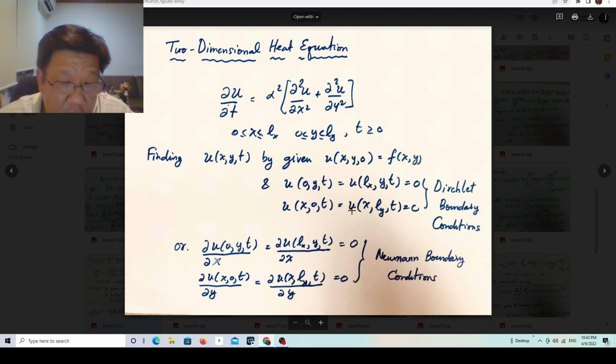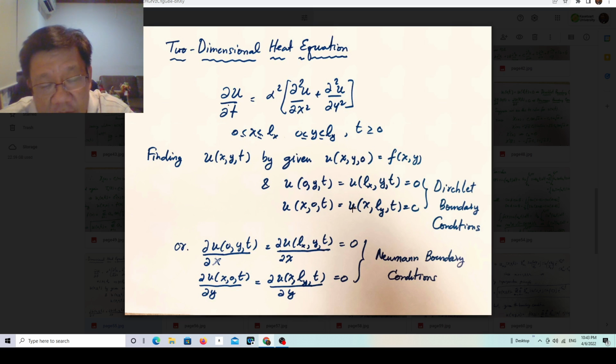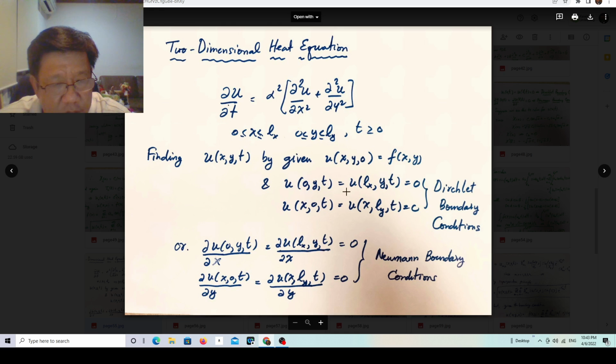As we extend the boundary conditions that we studied in the case of one dimension, in the two-dimension case we consider both the Dirichlet boundary condition, which is the zero-order form, and the first-order boundary condition, which belongs to the Neumann boundary condition. So this is just an extension, adding one more dimension to the problem.